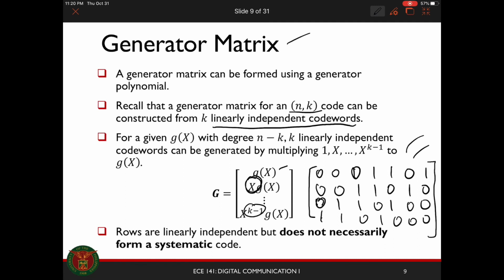This method, however, does not necessarily form a systematic code, as you see here. The generator matrix does not have the structure that we need for the code to be systematic. Recall that the structure should look like this: an identity matrix I_k and some parity generator matrix.